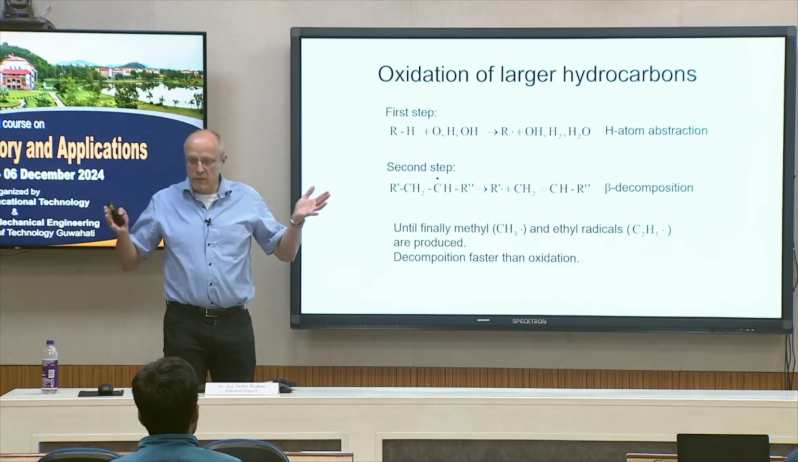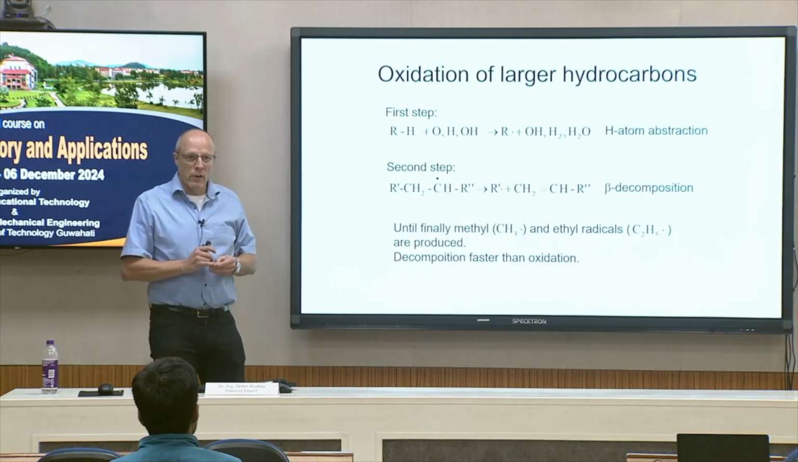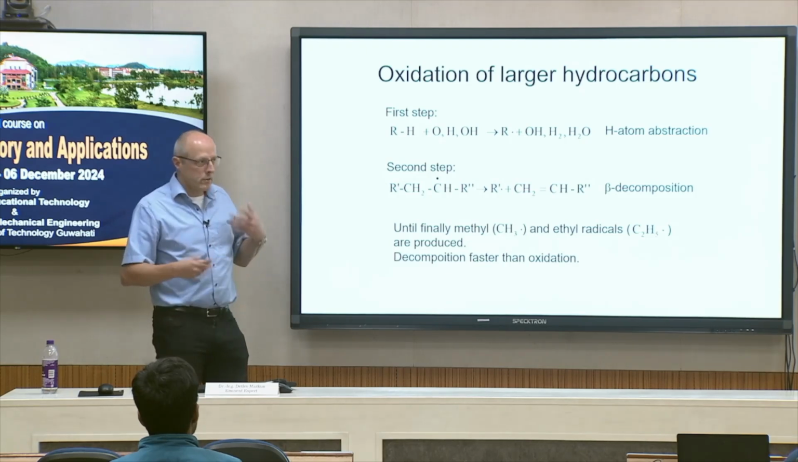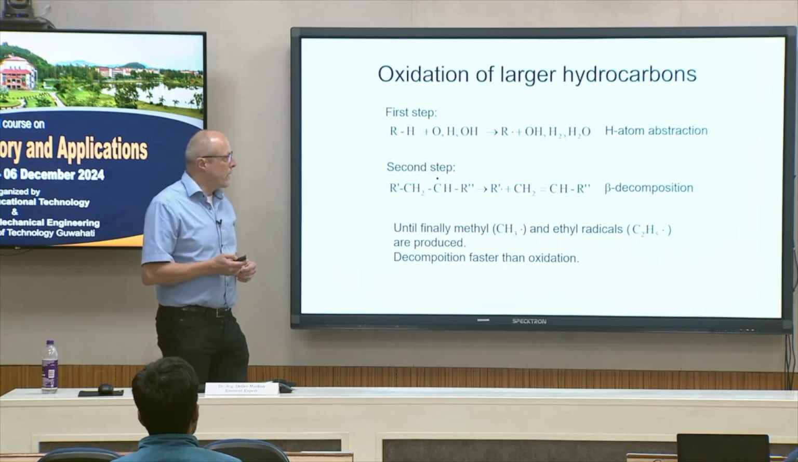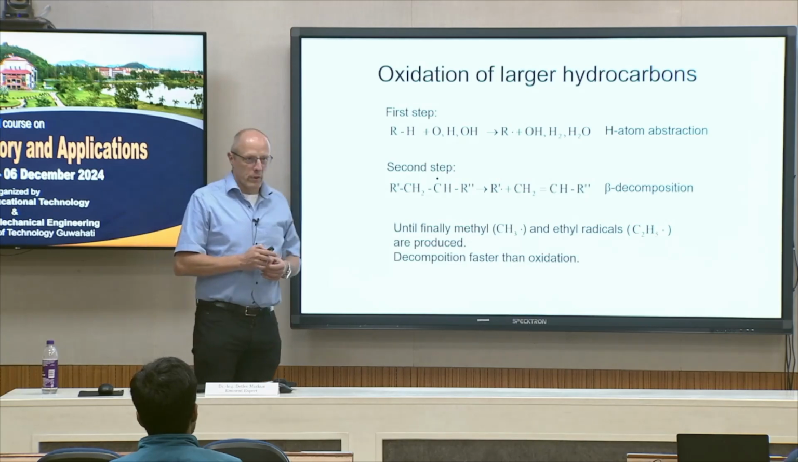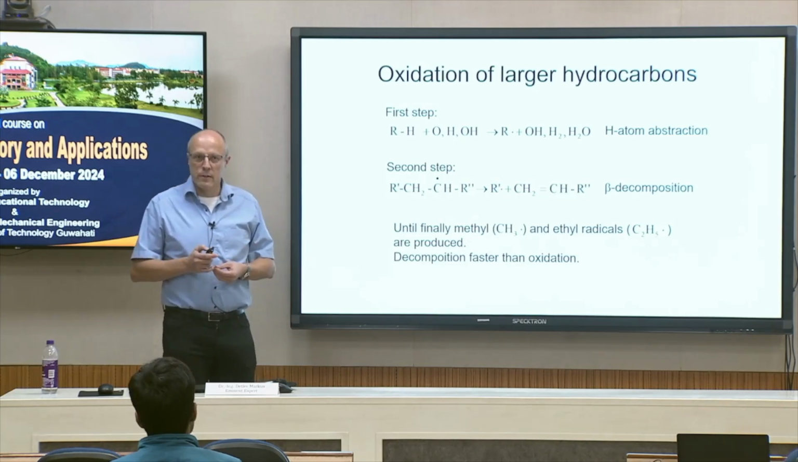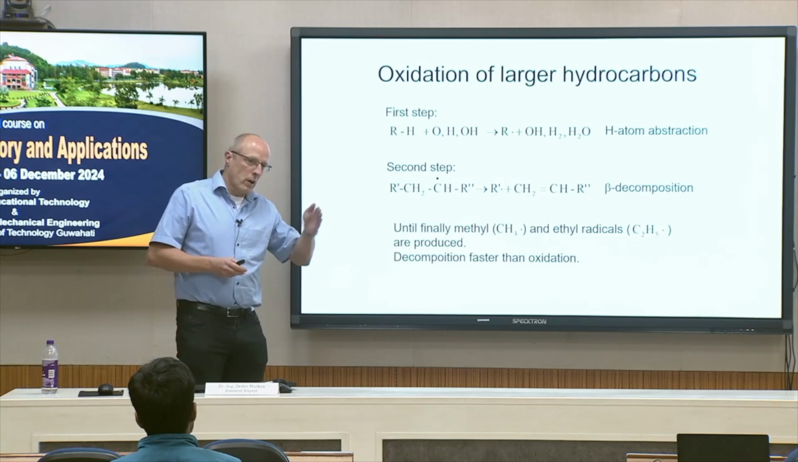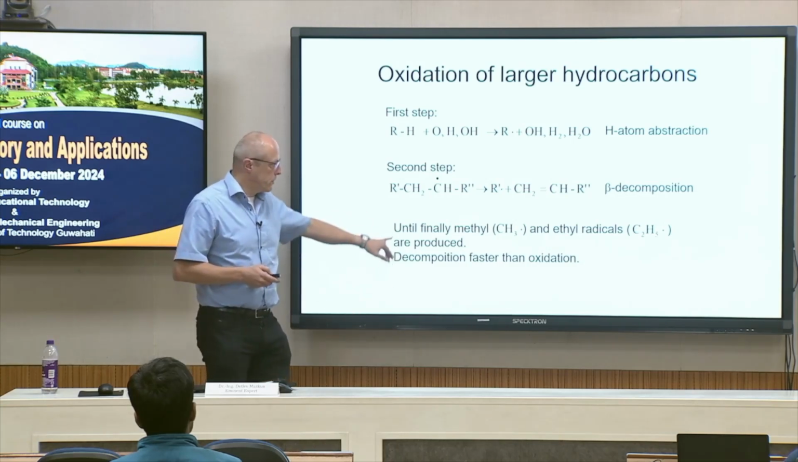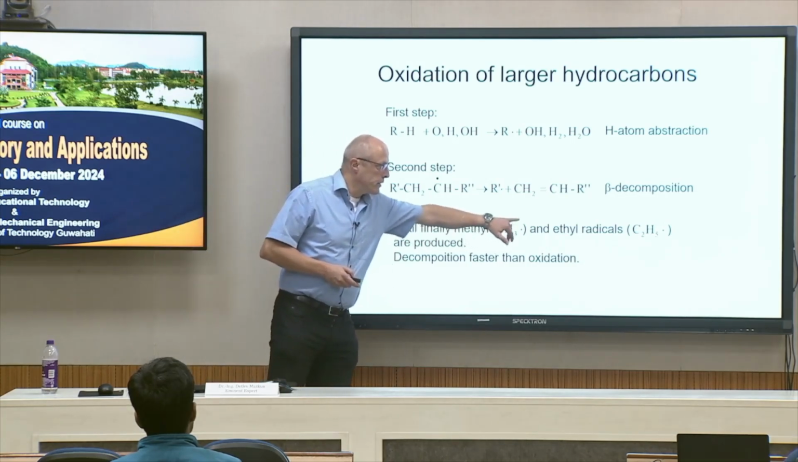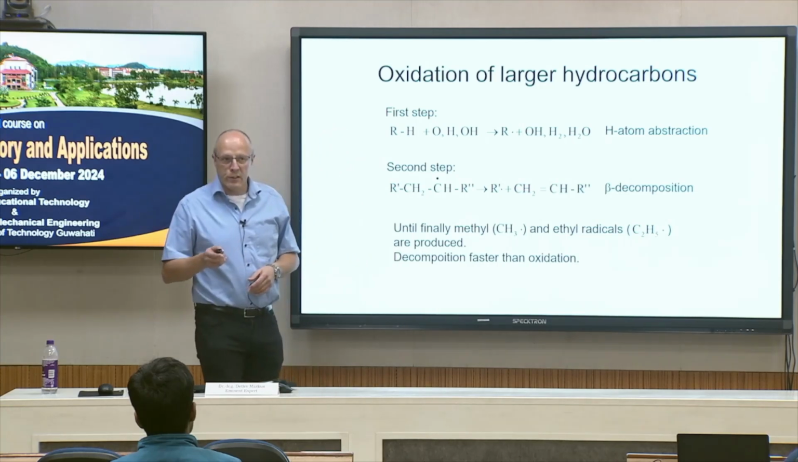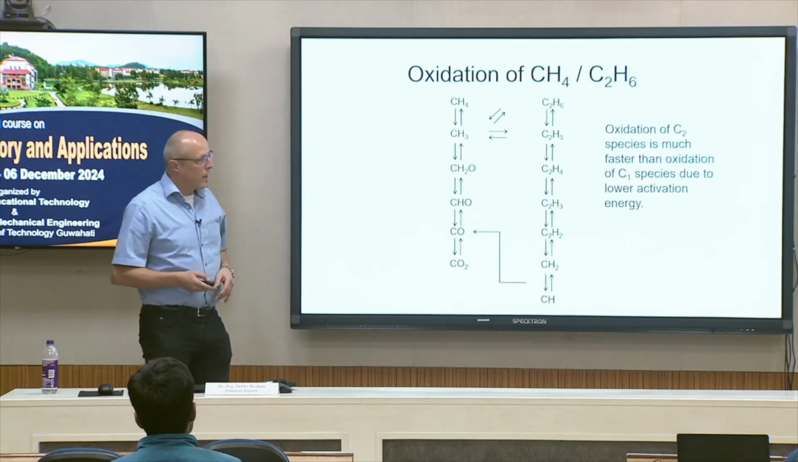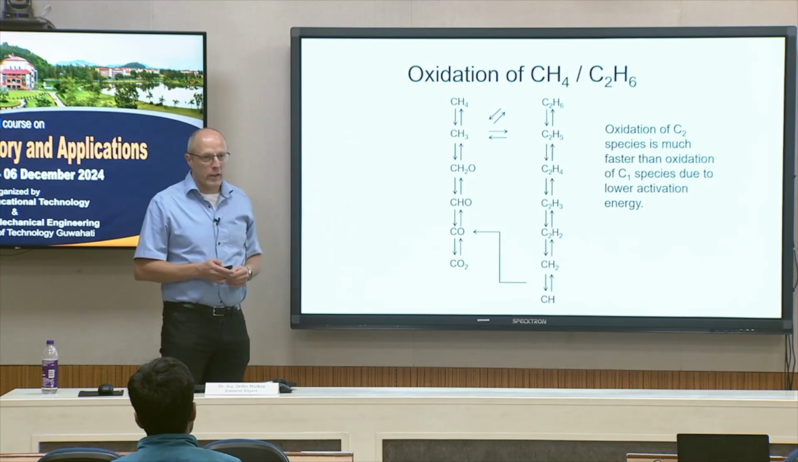So even if we start with a very long hydrocarbon, C16, cetane, as an example, as a diesel surrogate, finally it's chopped down into small molecules, and at the end we will yield CH3 or C2H5, which again take part here.